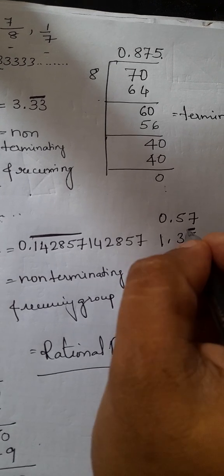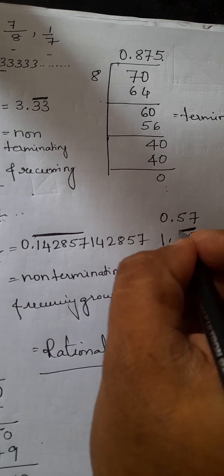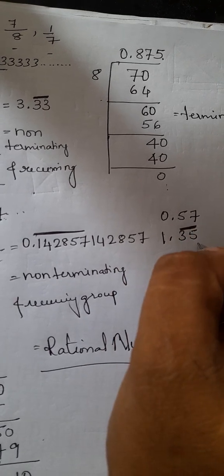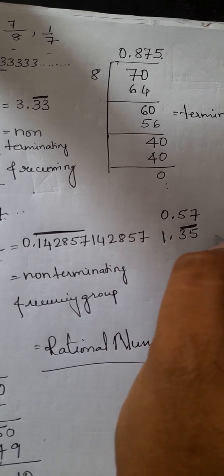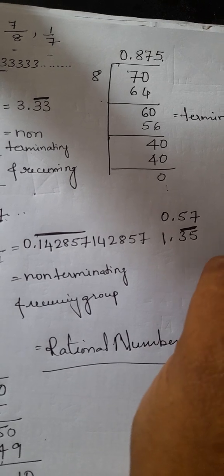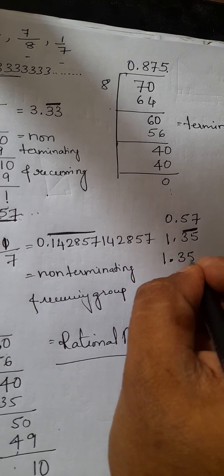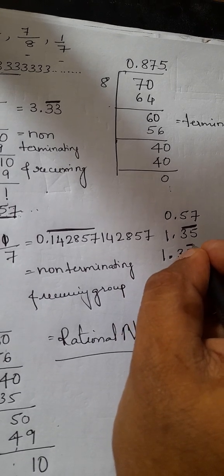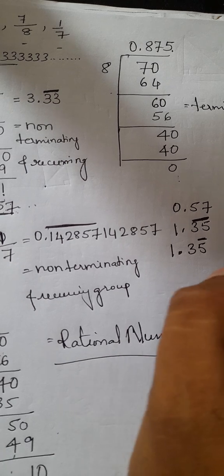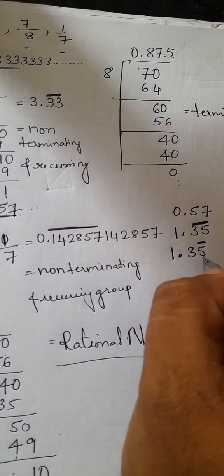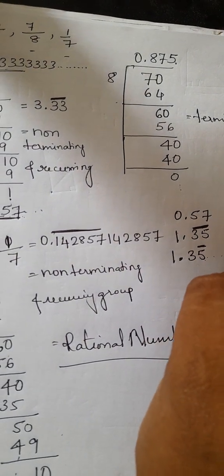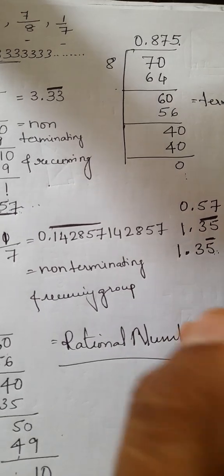What is going to happen here? If I put a whole bar on this, you can say that 35 is keeping on repeating. So it is a rational number. Again, if I say 1.35 and on the top of the last digit I am putting a dash, what does this mean? This is also a rational number because the last digit is keeping on repeating. I know the next digits are all 5, 5, 5. It's also a rational number.